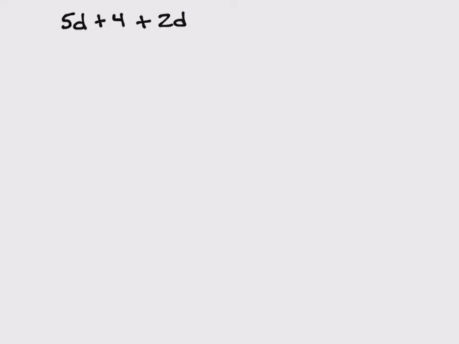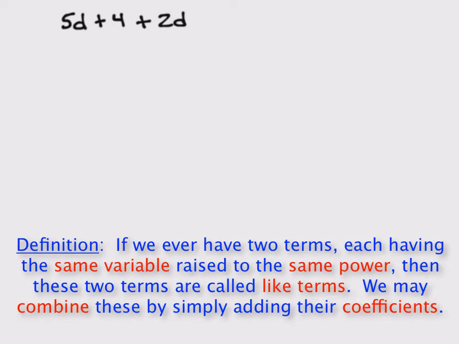All right, consider an expression like 5d plus 4 plus 2d. Now, how could we maybe make this simpler? If we ever have two terms, each having the same variable, and the variable is raised to the same power, then those two terms are called like terms. And we can combine these like terms by simply adding their coefficients. So for instance, 5d and 2d, we could add those together and call that 7d. And we end up with 7d plus 4.